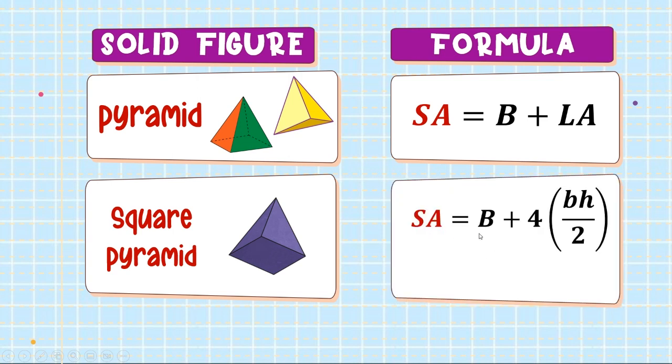So surface area is equal to the area of the base plus 4 times the lateral area. The lateral area is a triangle, so we have base times height divided by 2, multiplied by 4 because we have 4 lateral faces for the square pyramid. Or simplifying, we have b squared plus 2 times base times height.